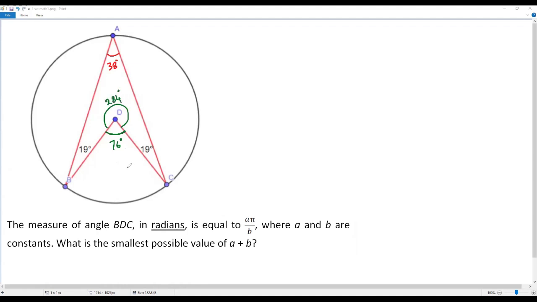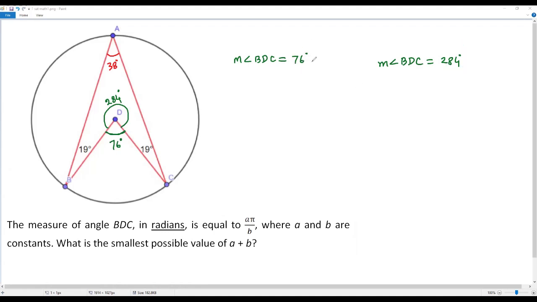As we have discussed already, we have the position of angle BDC at two places in the given figure. One is over here and the other one is over here, and we got the measures at both the positions. That is, the measure of angle BDC equals 76 degrees, and also the measure of angle BDC equals 284 degrees. But we have to get the measure of angle BDC in radians. So we have to convert these angle measures to radians, because these two angle measures are in degrees.